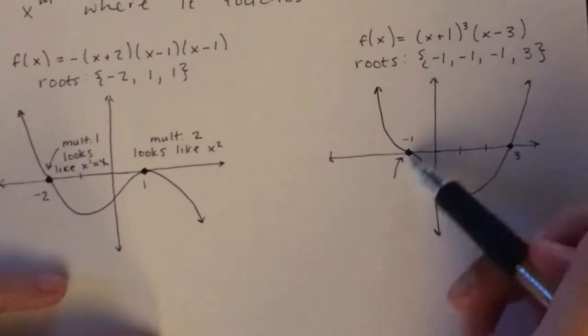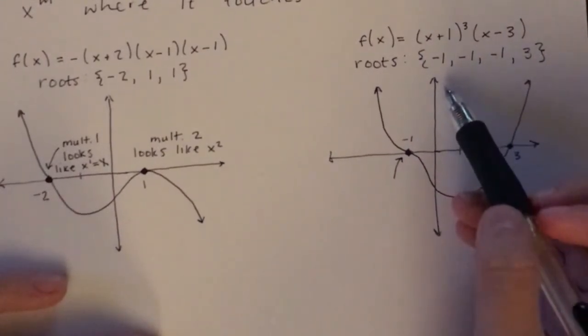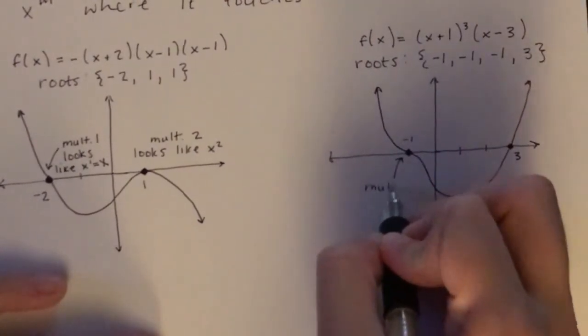What is our multiplicity of the root -1? How many times does it show up here? It shows up 3 times, right? We have a multiplicity of 3.